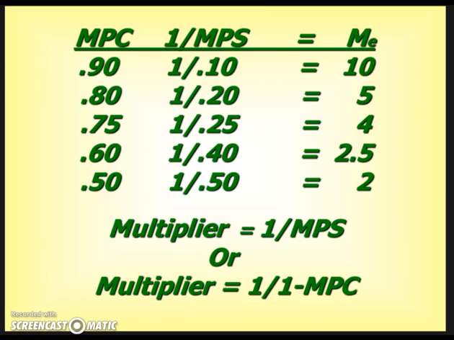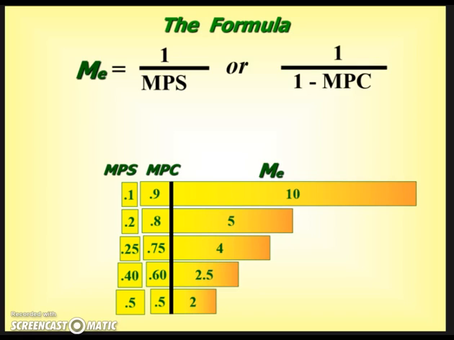Here's another table that shows you some of the calculations of ways to get the multiplier, 1 over MPS or 1 over 1 minus MPC. Sometimes you're given different numbers to plug in. You probably want to write these formulas down, although you'll pretty much memorize them after you practice a little bit. 0.1, 0.9, 0.2, 0.8.